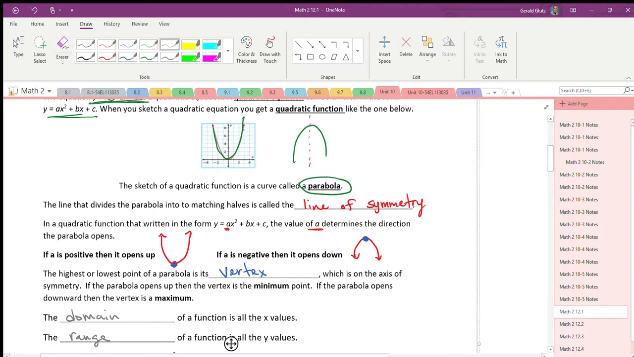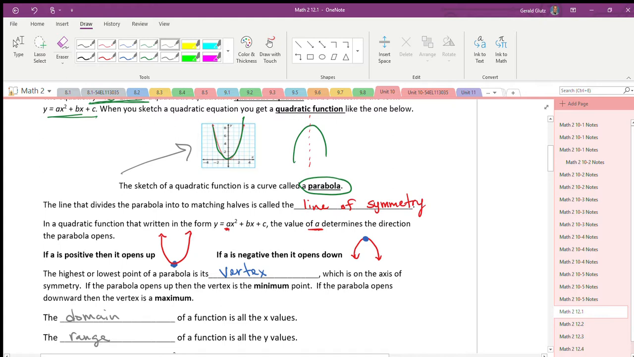So if I go back up to this graph up here, this graph is going up forever and it's going left forever. So it's going to keep touching all of these negative x values because it's going left forever. This side is going up forever and right forever, so it's going to keep touching every single x value as we move right and left. So that domain would be all real numbers.